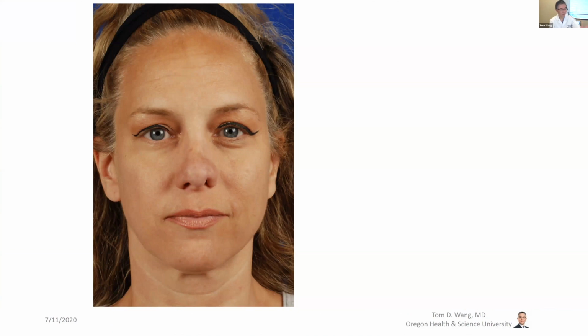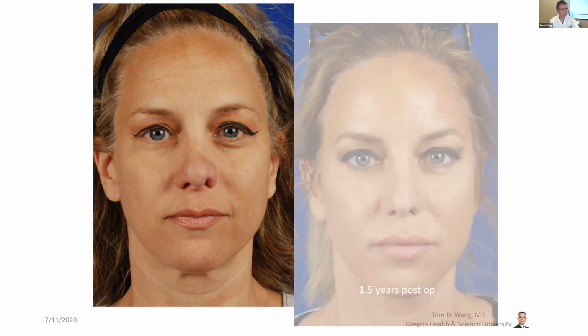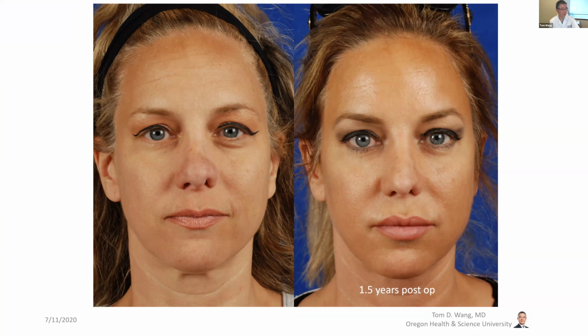Front view, again, when I see this picture, I see, of course, the nasal deformity, but what really catches my eyes is the fact of her sad eyes that she has. And here she is a year and a half afterwards, same eye makeup, but the eyes just look different to me. And the nose looks better, of course, from all those.